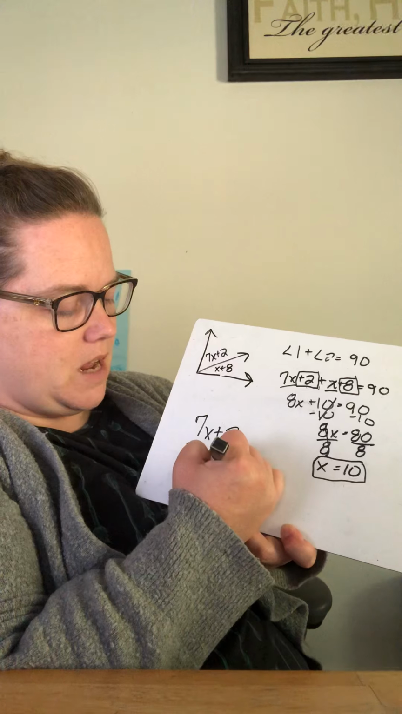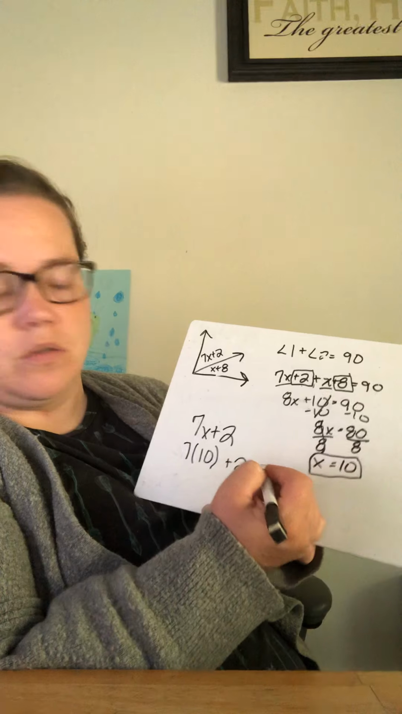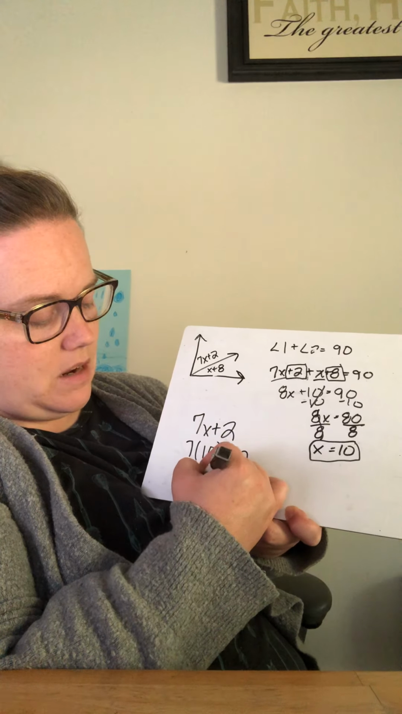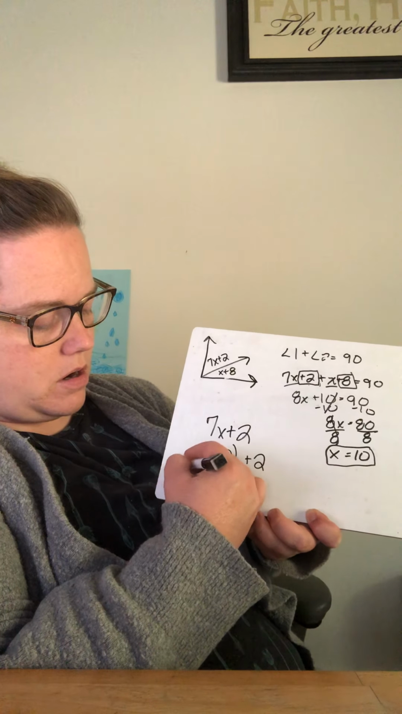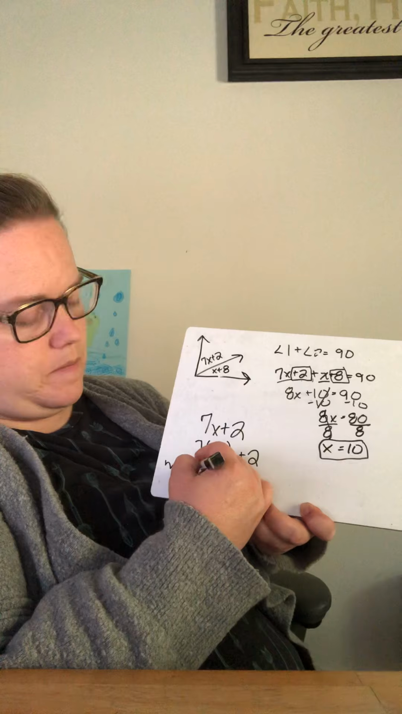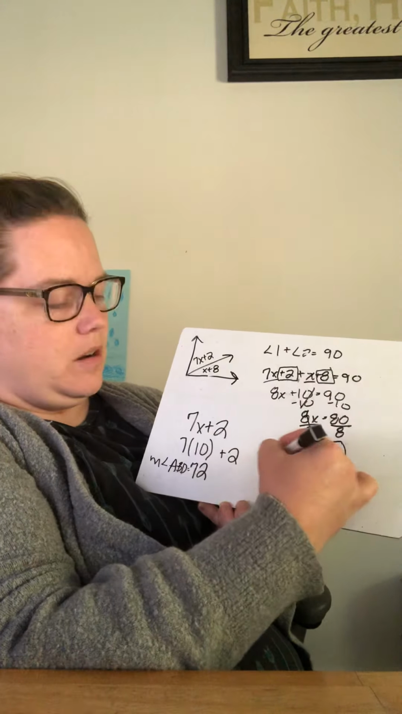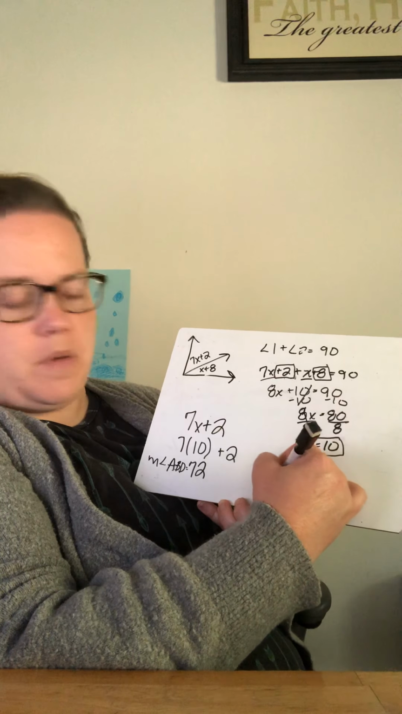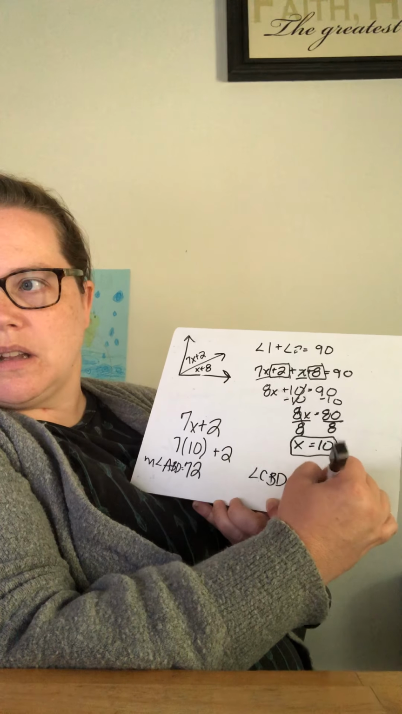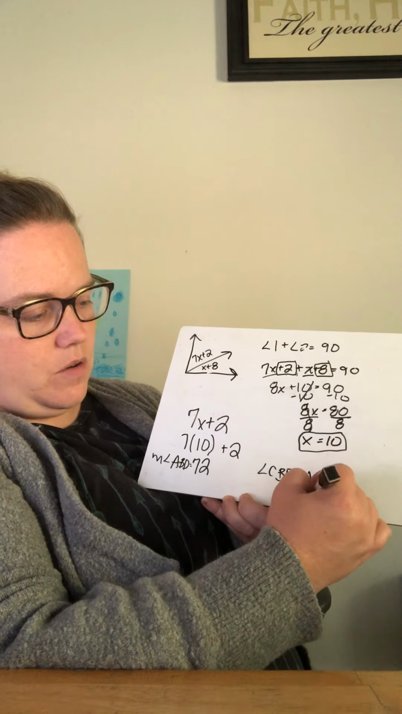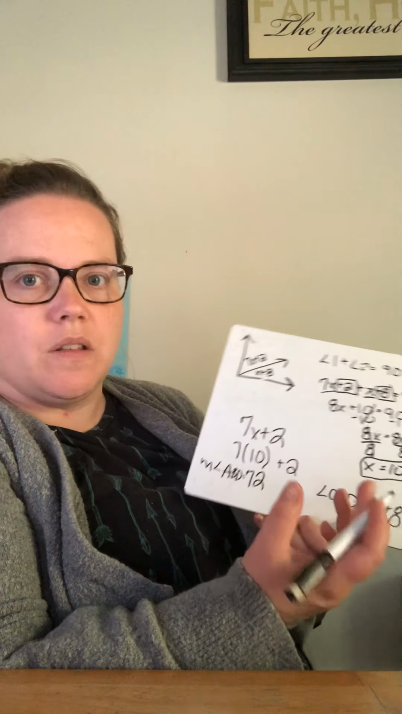7 times 10 plus 2 gives me 72. And so the measure of angle ABD equals 72. Okay? And then if I look at the other part, angle CBD equals x plus 8. So 18, and then 72 plus 18 gives me 90. So that's a complementary angle.